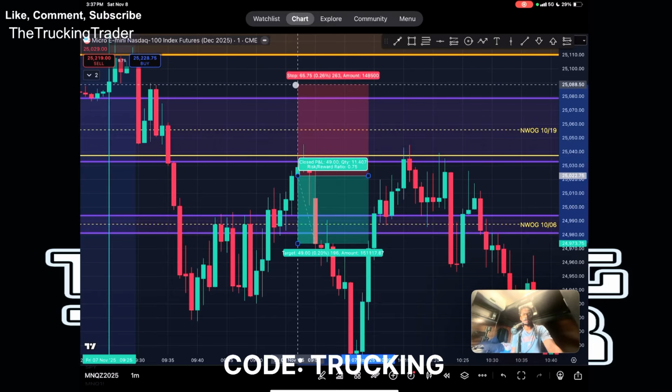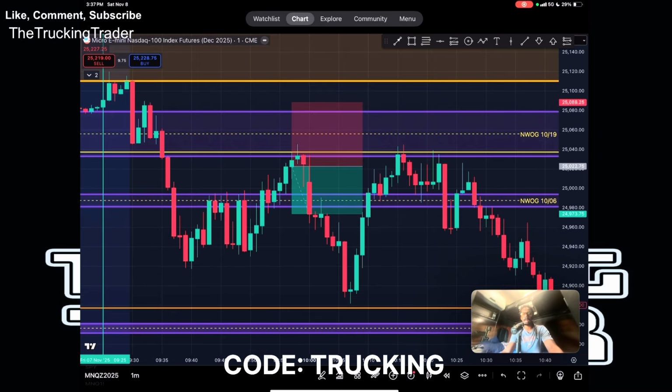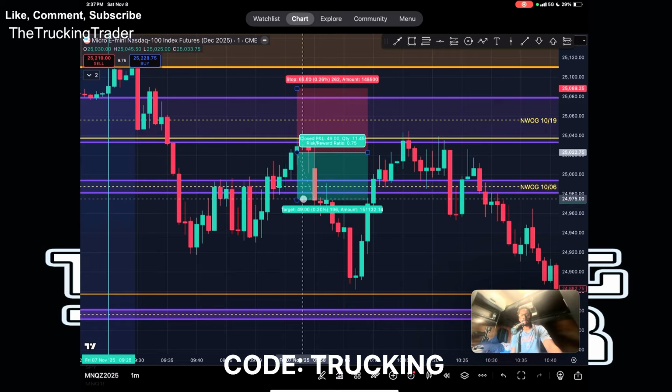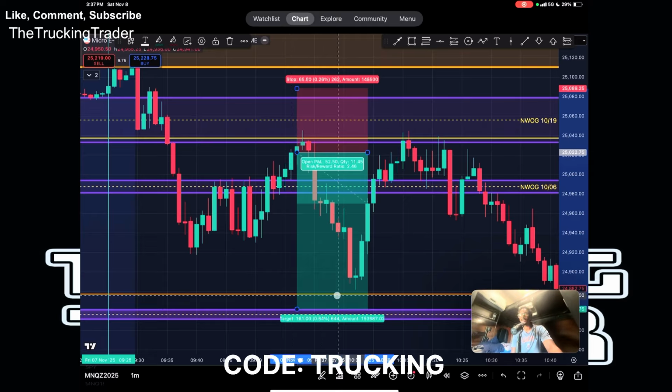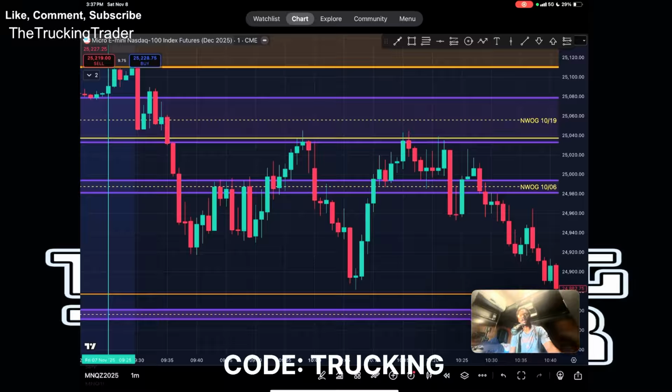Me, I have my stop loss all the way up there because I like to have a safe stop loss. And then for me, my next target would have been this new week opening gap down here, right? So right off the rip, that's almost a 3-to-1, 2.46 to 1 risk to reward ratio, right? But we're not talking about risk to reward ratios in this video. We're talking about price action, right?